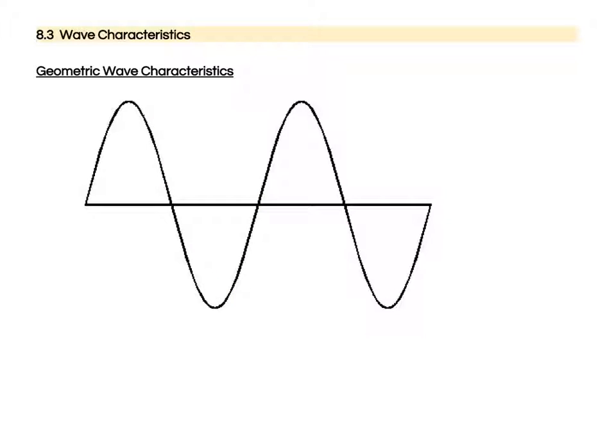The high points have a name, and they're called crests. So here I have a crest. This is a crest, and here's another crest. In the same way, these low points have a name as well, and they're called troughs. So here's a trough, and here's another trough.